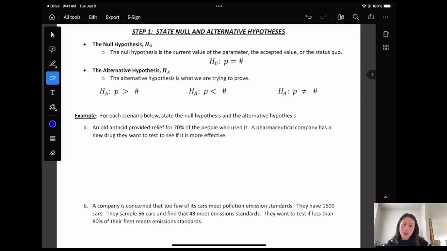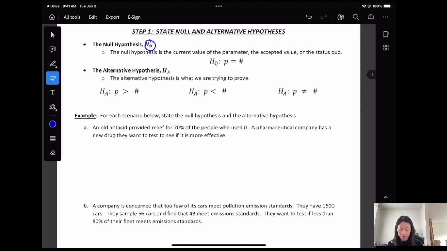So in this video, I am going to talk about how to state a null and alternative hypothesis test. For the null hypothesis test, we use the notation H sub 0. The null hypothesis is the current value of the parameter. It's the accepted value or the status quo. What is the current value for flipping a coin, or the accepted value? Normally people will accept 50% heads no matter how many times you flip a coin. So this is the null hypothesis.